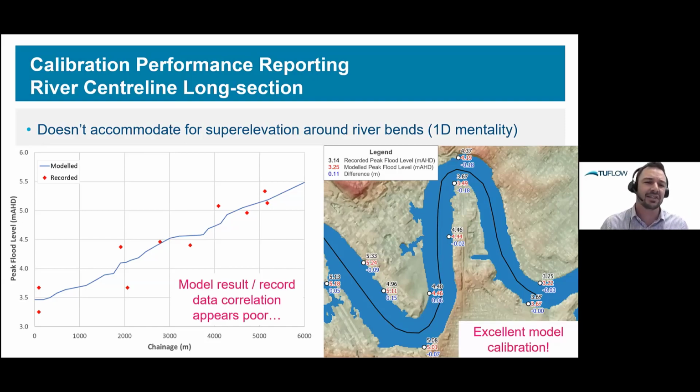So on the left, you'd say it's an okay, reasonable calibration. On the right, if you actually look at those levels on each side of the riverbank, it's an excellent calibration. We're within plus or minus 0.1 of a metre. And it's just that physically there's super elevation around those bends, meaning that, from one side of the river to the other, around a bend, you might see a 0.6, 0.8 meter difference in water level. It's due to that you're seeing that offset in those graph values, but it's actually an excellent calibration.